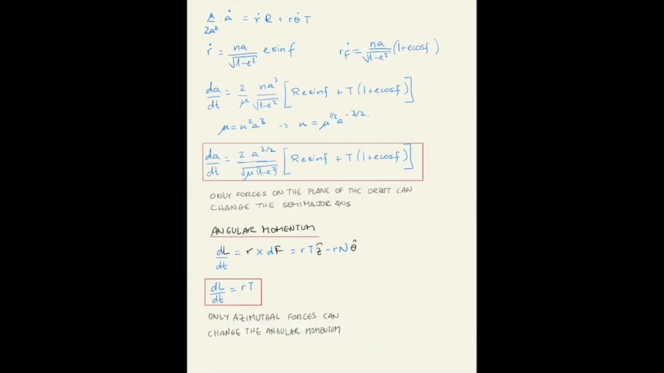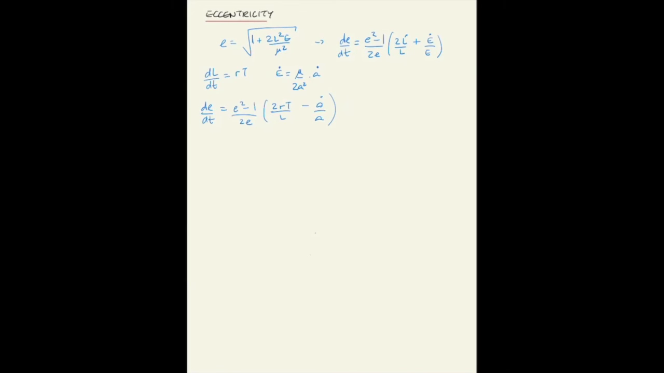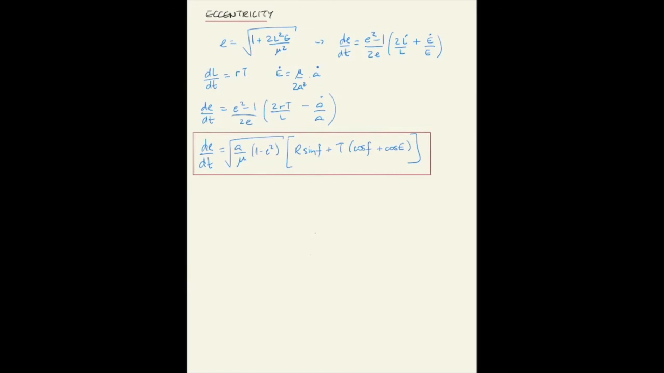Now let's look at the eccentricity. It is equal to the square root of 1 plus twice the angular momentum squared times the energy over mu squared. So taking the derivative of this, we already have the expressions for L dot and E dot. Now if you use the equation of the orbit, the expression for the angular momentum, and the equation we already found for the evolution of the semi-major axis, this expression implies that the eccentricity can only be changed by the application of forces in the orbital plane.